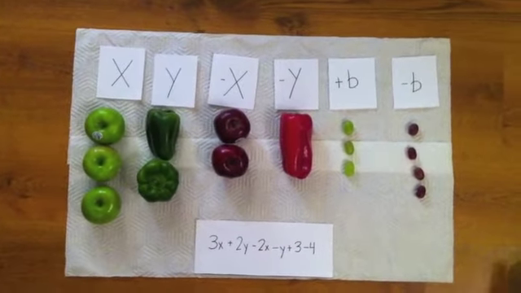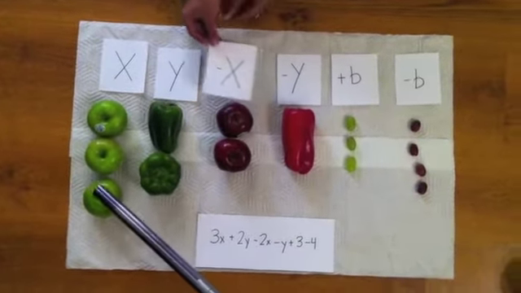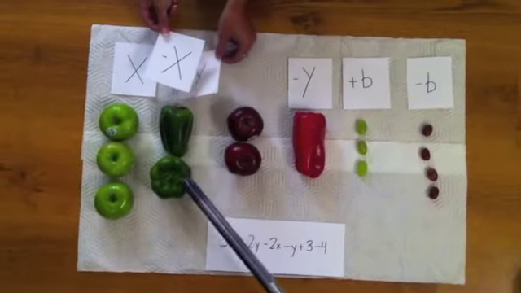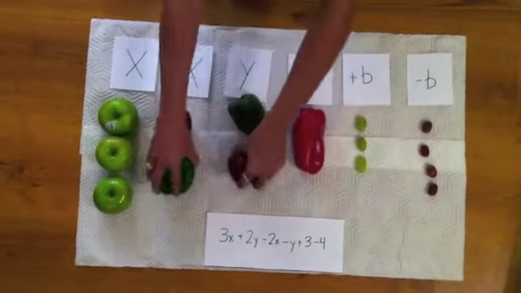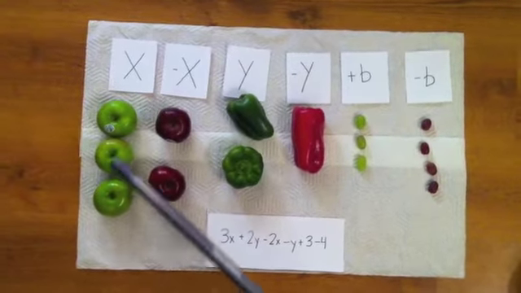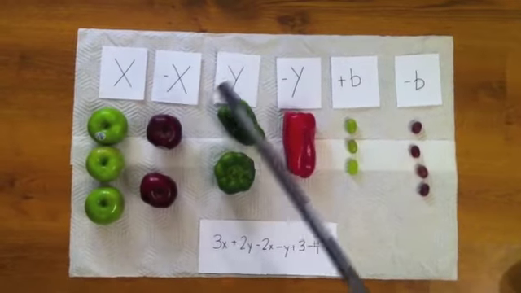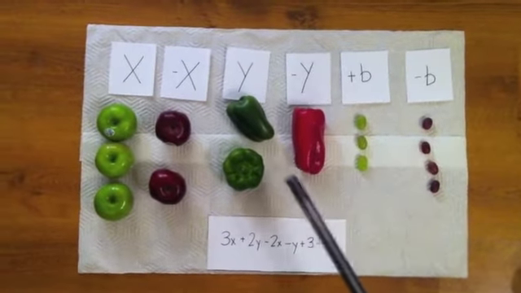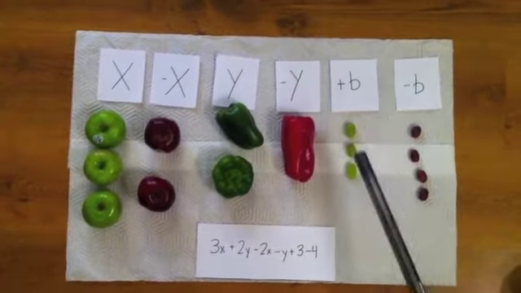The first step to solving this problem will be to group our x, y, and constant values, or our apples and our peppers together. As you can see, we have grouped our positive and negative x's, so we have our apples grouped, our positive and negative y's, so we have our peppers, and our positive and negative constants, so we have our grapes all grouped together.